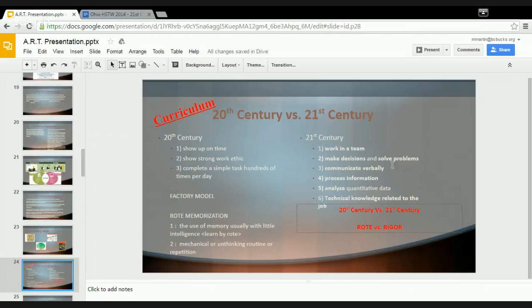But if we move to the 21st century, over here on the right side, here's what our economy calls for. And this is just a fraction of it. Working in teams, making decisions, solving problems, communicating verbally, communicating in writing, processing lots of information, and not just processing it, reading for information, allocating the correct information, and then processing that correct information, analyzing quantitative data. Then, of course, the technical knowledge that's related to their job as well.